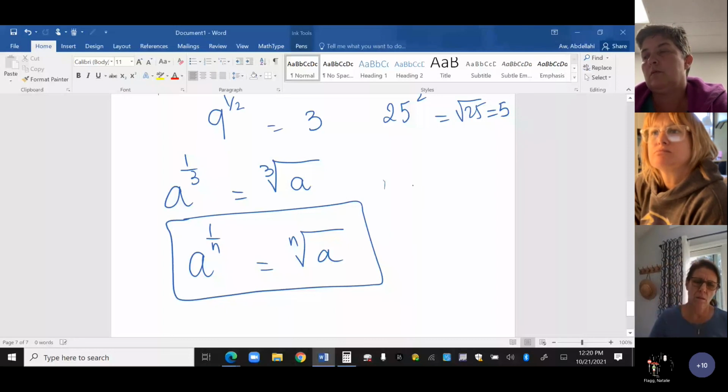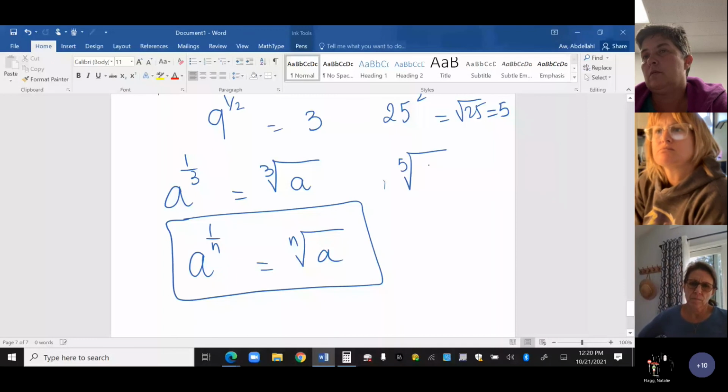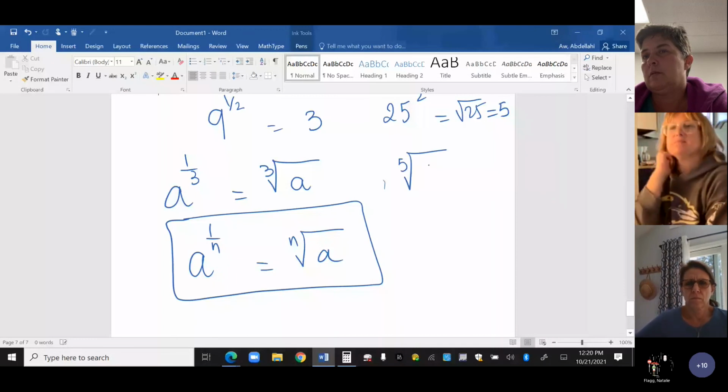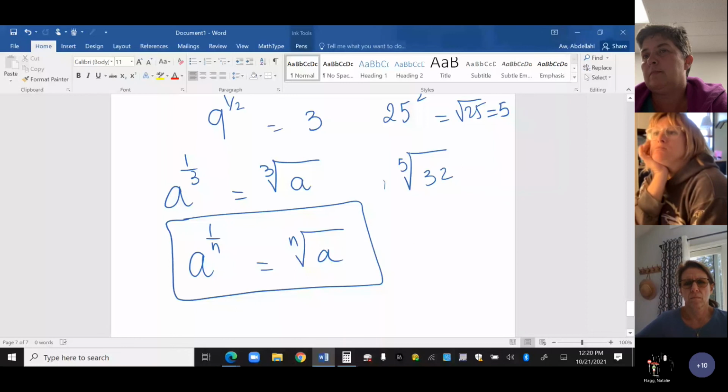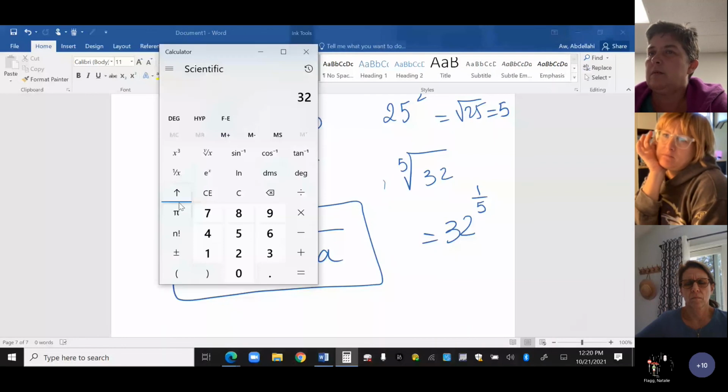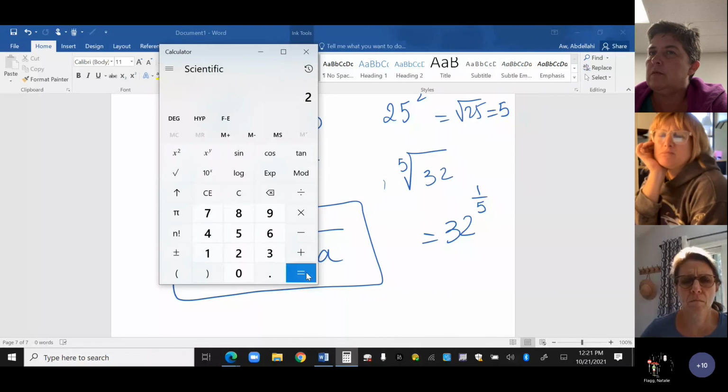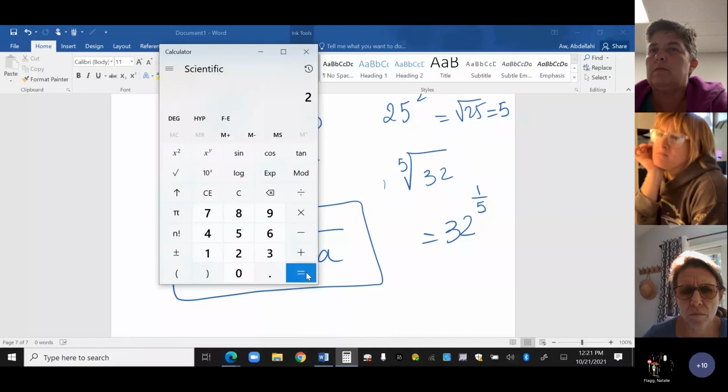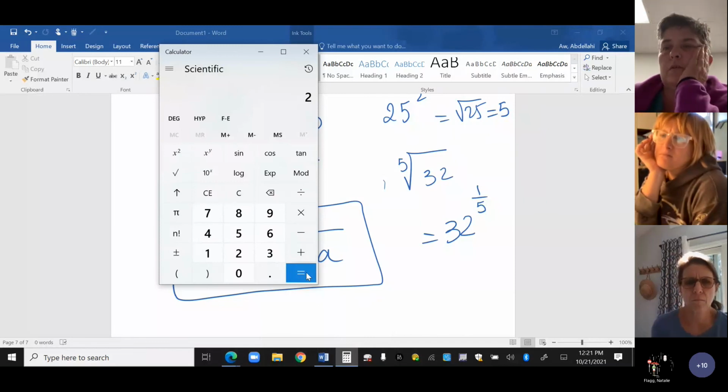I remember this: 32 is raised to what power? 1/5, right? 32 raised to 1/5. Now let me try it. I put raise here, I put parentheses, 1/5, and it's going to be 2. That is very useful if your calculator doesn't have a cube root, 4th root, or 5th root. That is very useful to know.